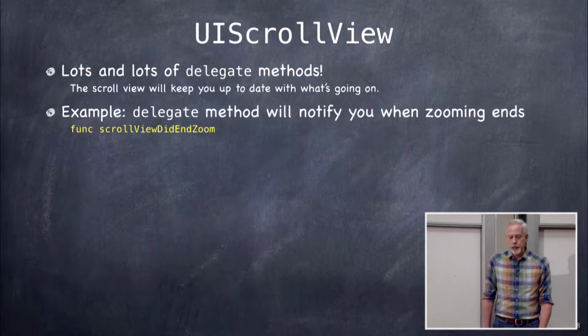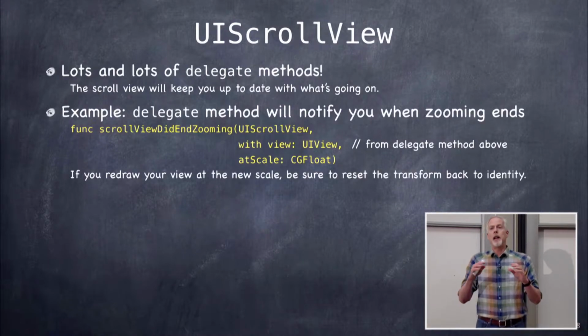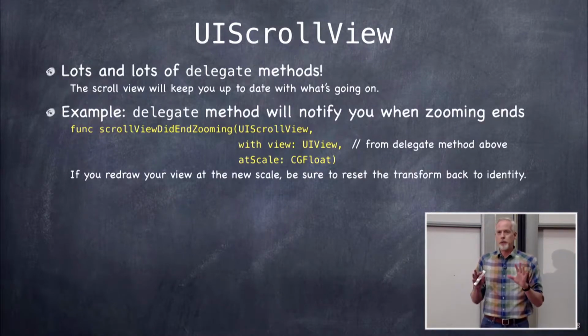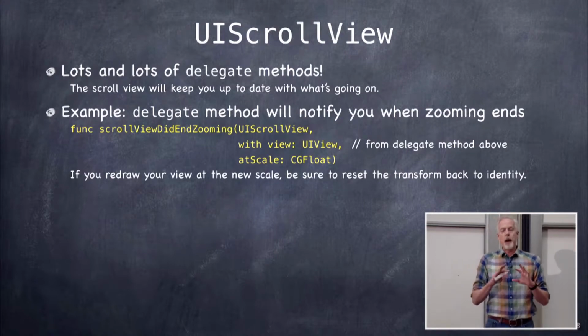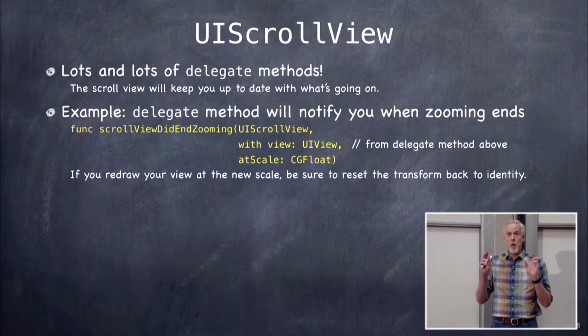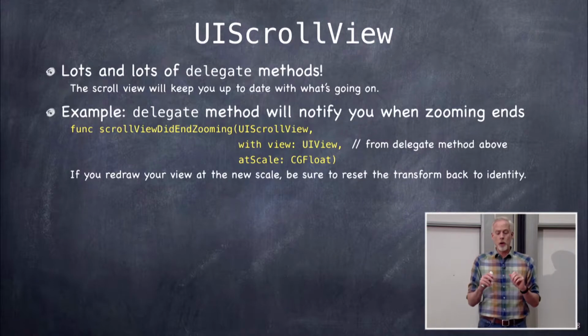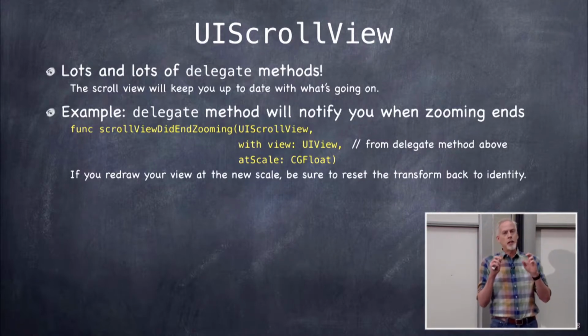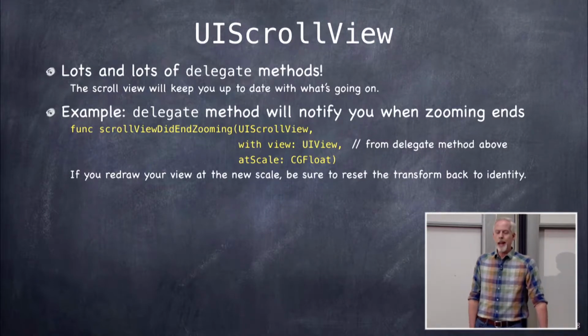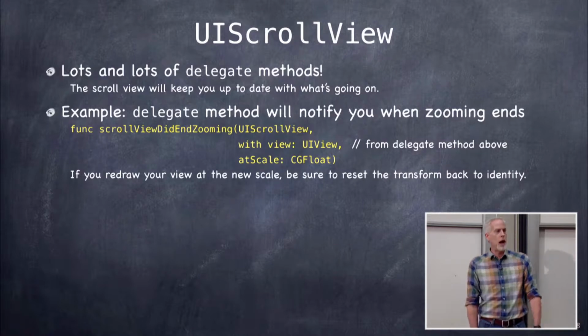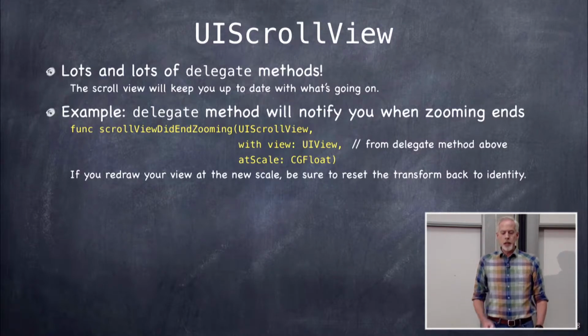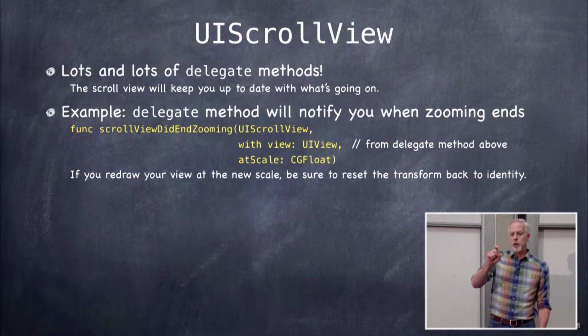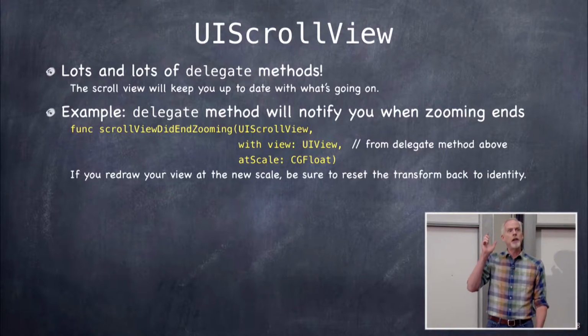All right, so ScrollView has a lot of delegate methods, like 12 or 15, somewhere in there. I'm not going to talk to you about all of them. You already met one of them. That's viewForZooming in ScrollView. But here's another one, just to give you an example. This one's called scrollViewDidEndZooming with view at scale. And this gets sent to you when the user pinches and then lifts the fingers up.